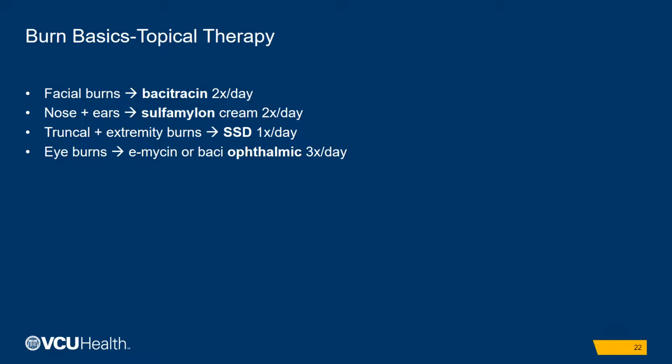Eye burns or any concern for ophthalmic injury from a burn wound or from a chemical injury should trigger an ophthalmology consult. But in the meantime, I usually try to flush the eyes out with saline and then order an application of an ophthalmic antimicrobial. Typically, that's dosed 3 times a day until told otherwise by your specialist.